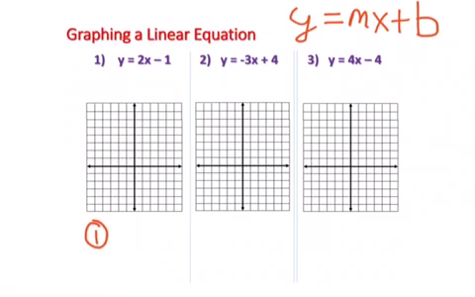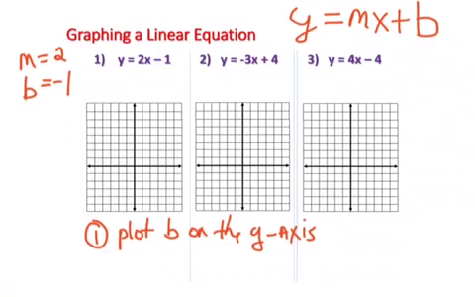Graphing equations, first step would be to label m and b. So m attached to the x is 2, and b is -1. So plot b on the y-axis. So we're putting a dot at -1. Then from there, the slope is 2 over 1, because it's always over 1.